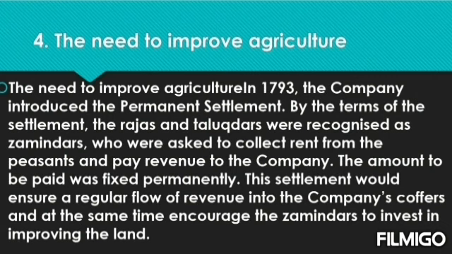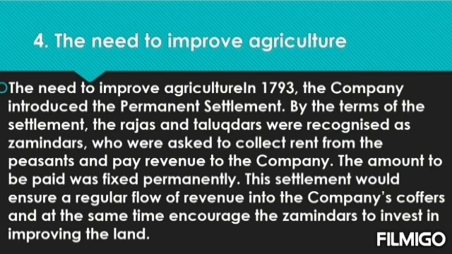By the terms of the settlement, the Rajas and Talukdars were recognized as Zamindars, who were asked to collect rent from the peasants and pay revenue to the company. So the company gave the chance to Rajas and Talukdars, who were known as Zamindars, to collect rent from the peasants and pay it to the company. The amount to be paid was fixed permanently. So the amount was fixed.